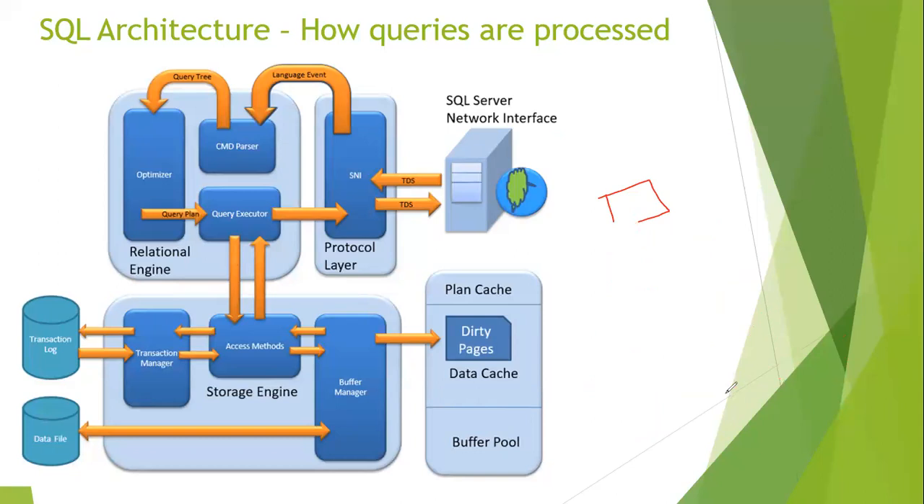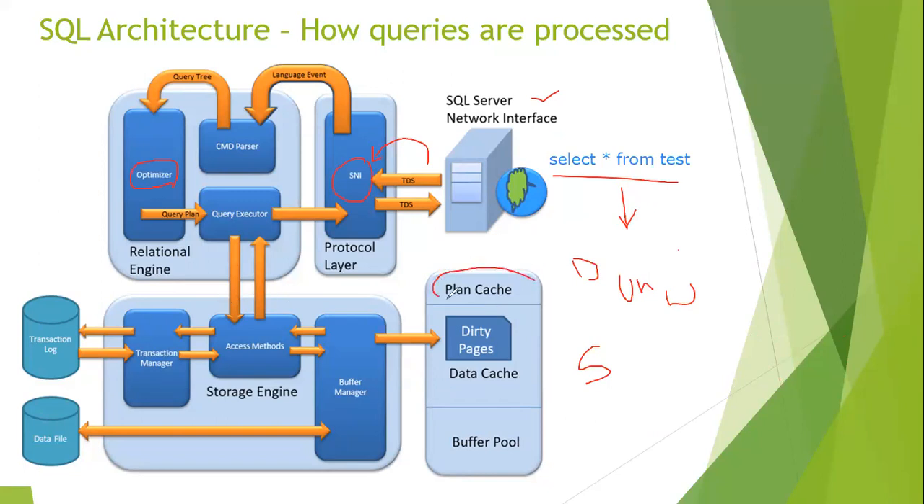So it will send it to the query optimizer. The plan tree or the query tree will be sent to the query optimizer. As I was talking about earlier, the query optimizer checks whether the plan is available in the plan cache or not. This is in the storage engine and in memory itself. If the plan is available, then it utilizes the same plan and goes for execution.